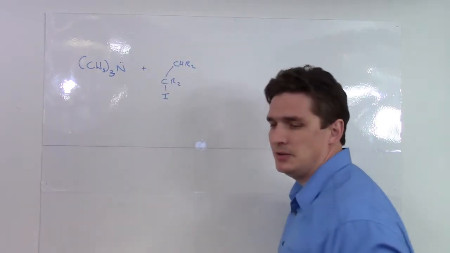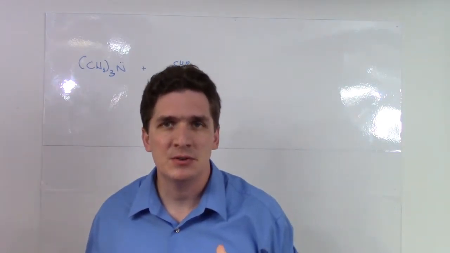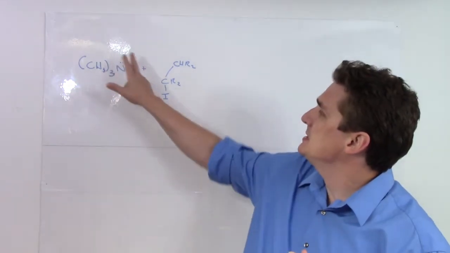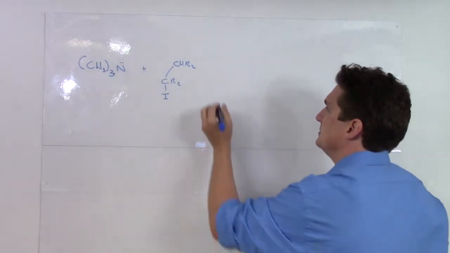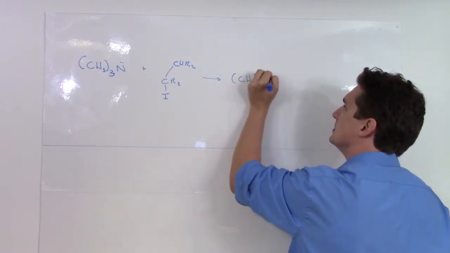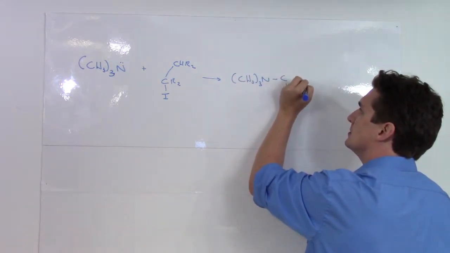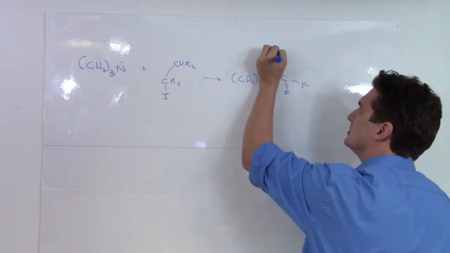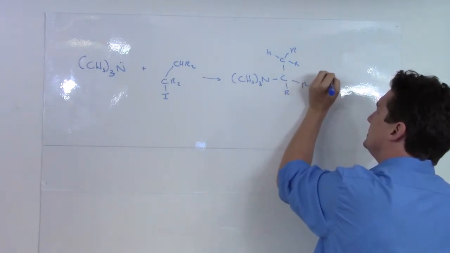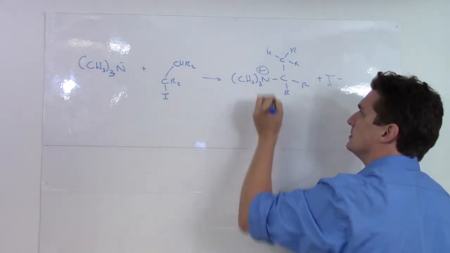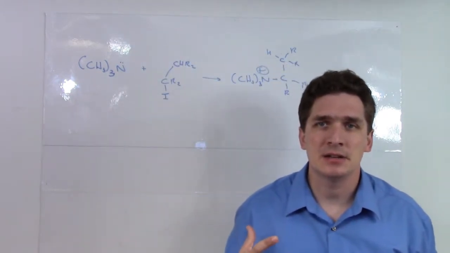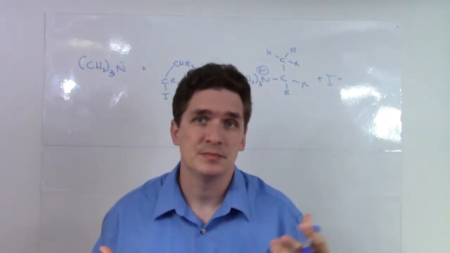CIR2CHR2. I know this is a very esoteric, very specific reaction, but we do need it, and we'll see why in just a minute. So what will happen is this nitrogen will displace the iodine, and we will end up with the trialkyl ammonium complex, as well as iodide as the counter ion.